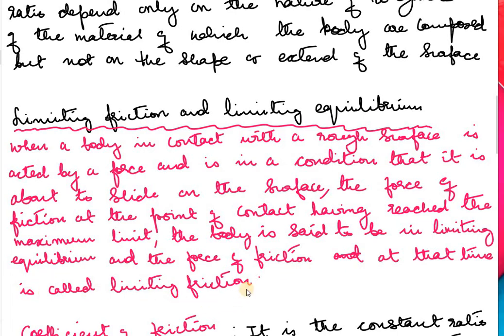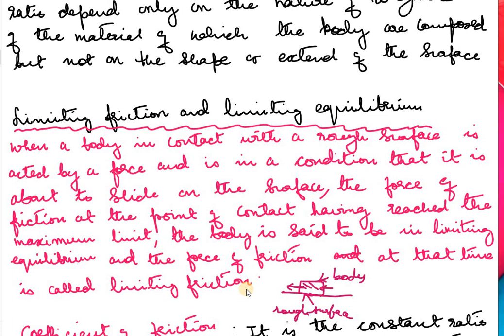So how we define limiting equilibrium and limiting friction is this: suppose this is a rough surface and this is a body in contact with it, and the body is in a condition that it is about to slide or move in this direction. Then the force of friction at this point of contact has reached the maximum limit.